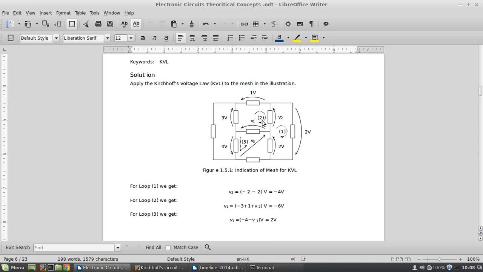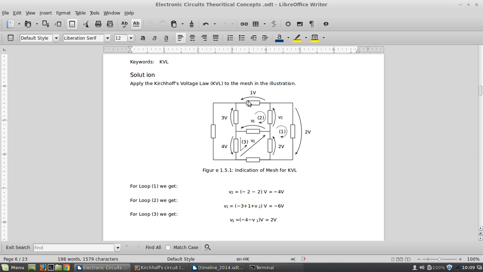For example, if you decide to use the clockwise direction, then you always have to follow this direction. Let me show you. If you are following the clockwise direction, then this V2 will be positive, and also this 2 volt will be positive, so all this will be positive. But if you follow this direction, then this V1 will be positive, 3 volt will be positive, but this one will be negative. And similarly this V2 will be negative. So this is the fundamental concept.